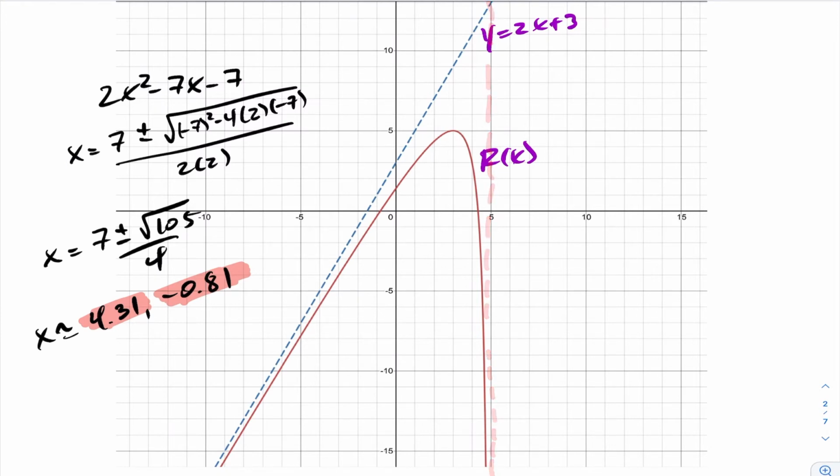And now we have this new type of asymptote. You can see here the function y equals 2x plus 3. So as x gets infinitely large and gets closer and closer to negative infinity, our rational function will get closer to 2x plus 3.